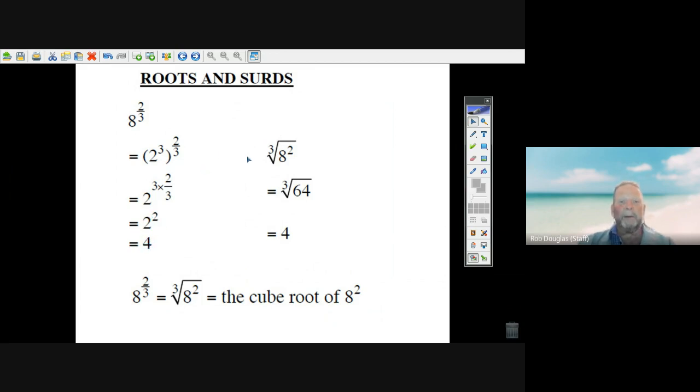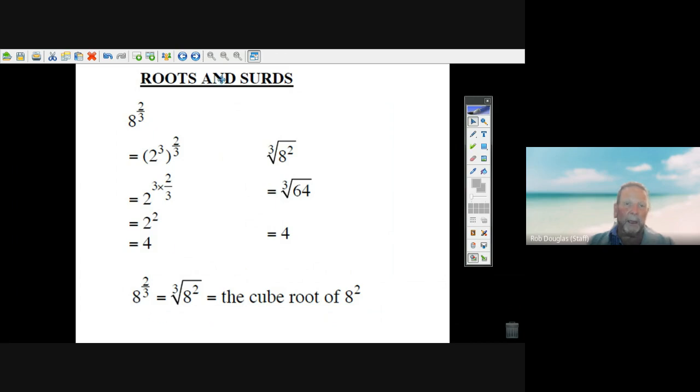But what if we looked at this little 3 that's on the bottom in a different way? It turns out that that little 3 is really the root, the cubed root, and 8 is squared. So the cubed root of 8 squared would be the cubed root of 64. And hey, the cubed root of 64 is 4. 4 times 4 times 4 is 64. So it turns out that 8 to the 2 over 3 is equal to the cubed root of 8 squared. Okay, so those things are both the same thing.